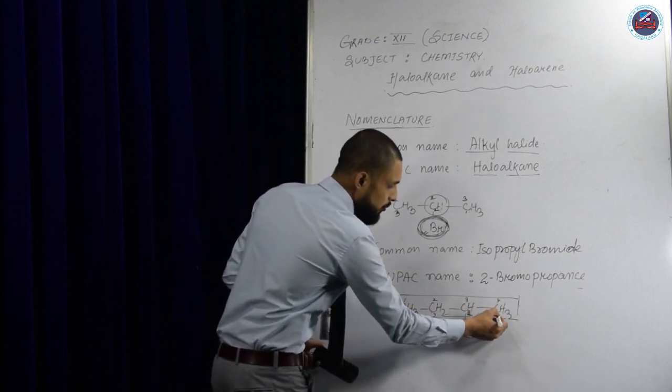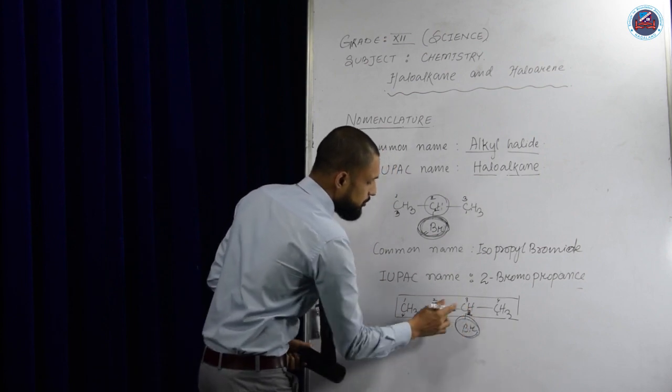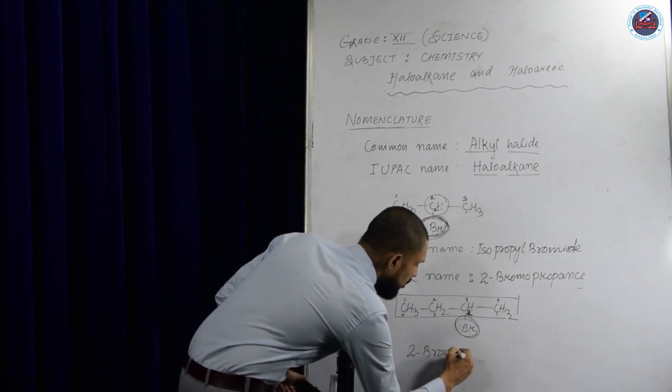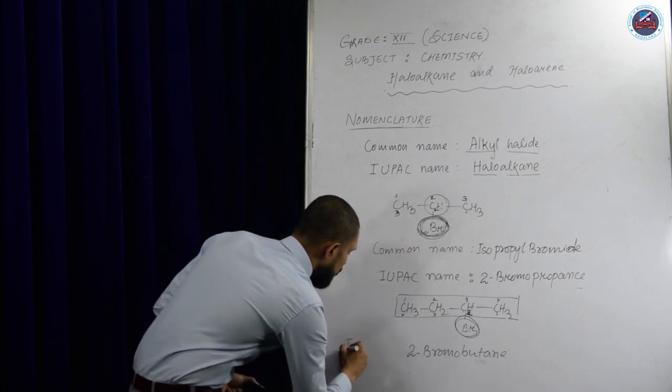So that means carbon 1, carbon 2. What is the position of Br here? It's carbon 2. So we'll write 2-bromobutane. So this is the IUPAC name.